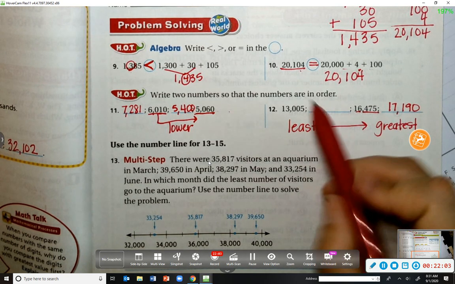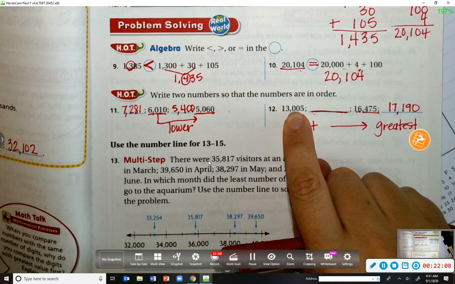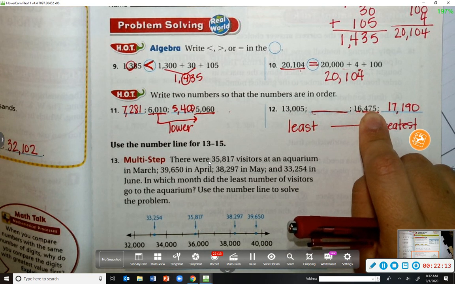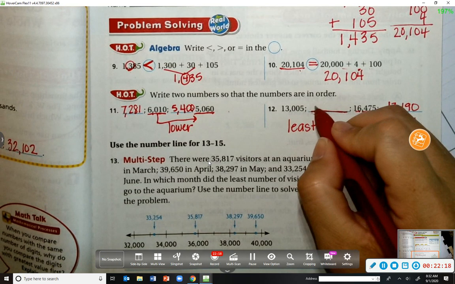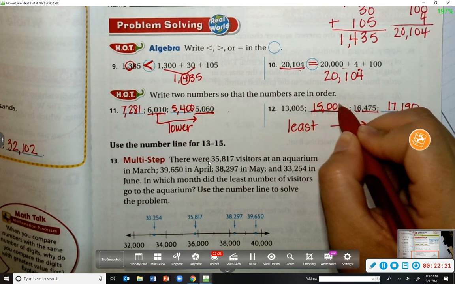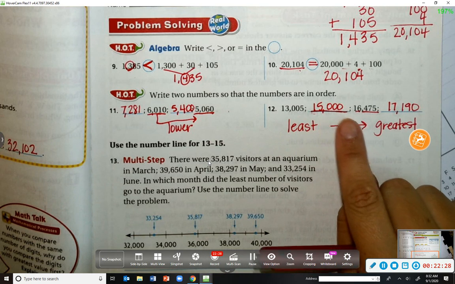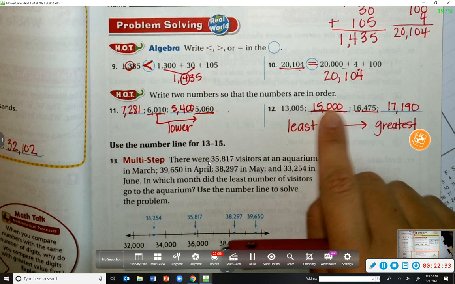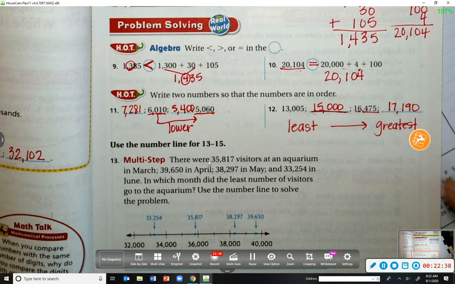Okay? Now for this number, it gets a little bit trickier because we have to make sure it's bigger than 13,005 but lower than 16,475. Okay, I'm thinking of the number 15,000. Is it bigger than 13,005? Yes. So this one is still the least. Is it smaller than 16,475? Yes. So we're still going in order from least to greatest.